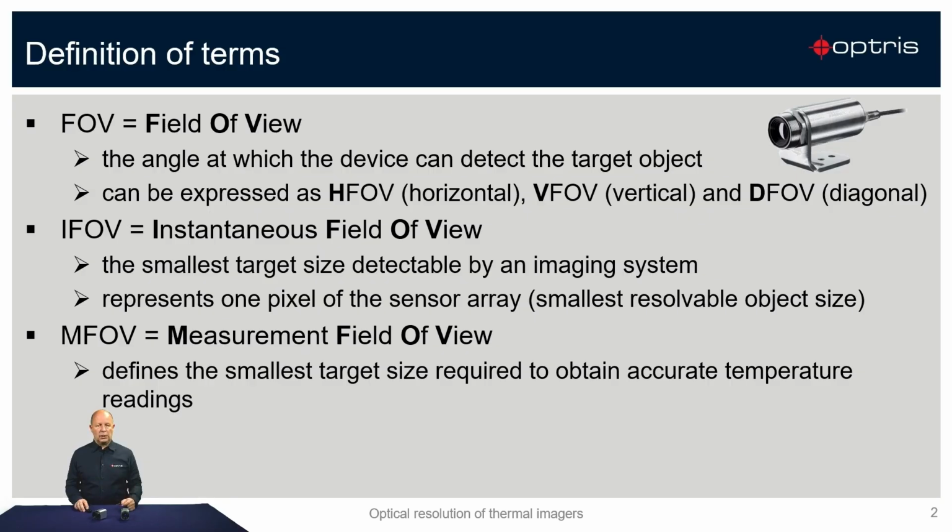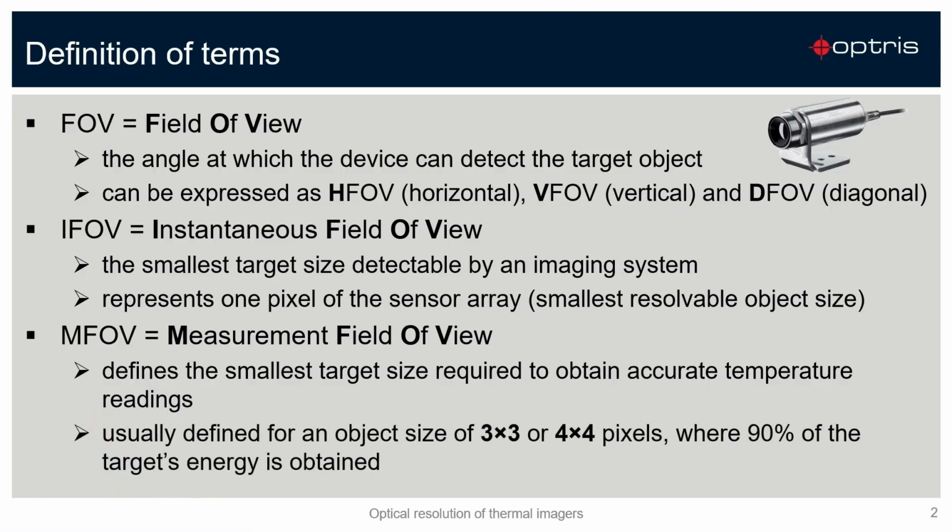a different definition. And usually this measurement field of view is defined for an object size of 3 × 3, sometimes 4 × 4 pixels, where we have 90% of the target's energy obtained. So it depends on the optics if we need 3 × 3 or 4 × 4, sometimes even only 2 × 2 pixel.